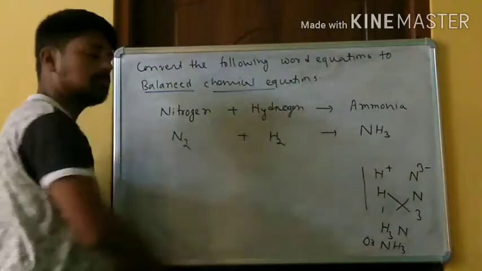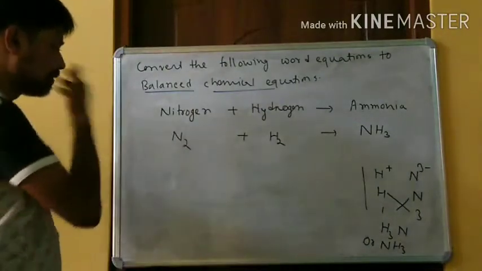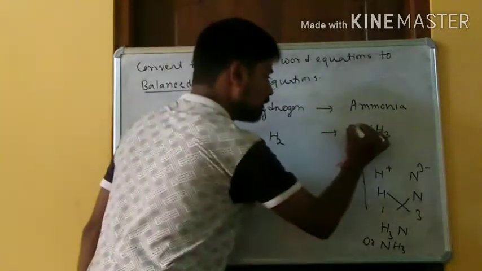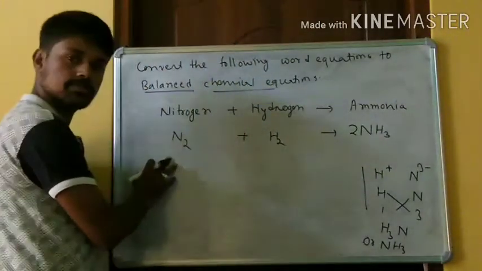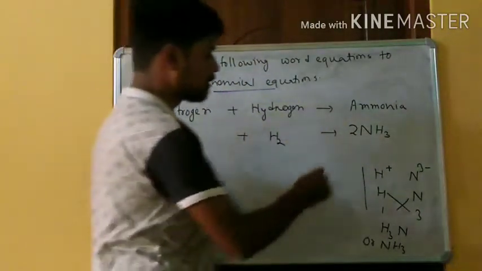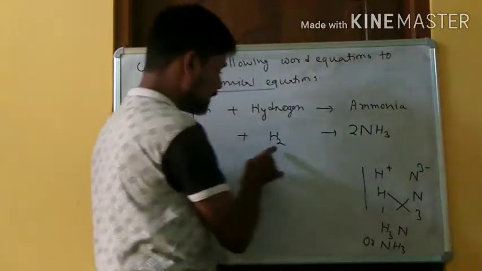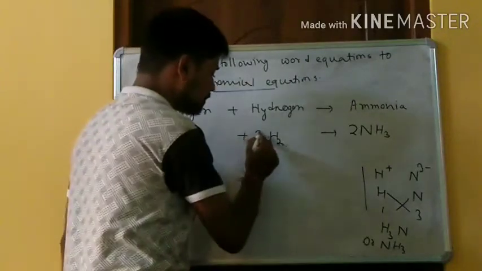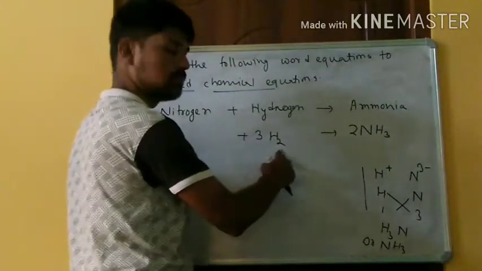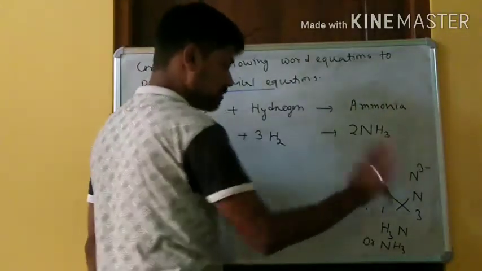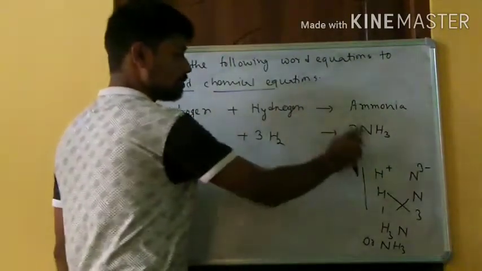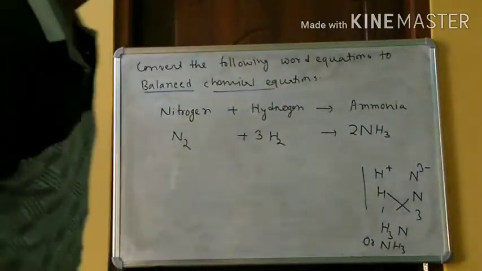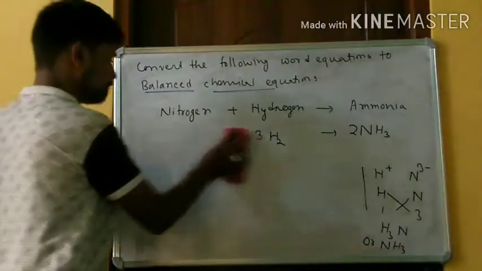Both are different on the product and reactant side. The number of nitrogen is 2. Here it is 1. So put a 2 here. The number of nitrogen is balanced. But the number of hydrogen becomes 2 into 3, 6. Here it is 2. How to convert 2 to 6? Just add a 3. 2 into 3, 6. Hydrogen is balanced. Nitrogen is 2, it is also 2. This is the balanced equation with the formula of ammonia. Let us take another example.